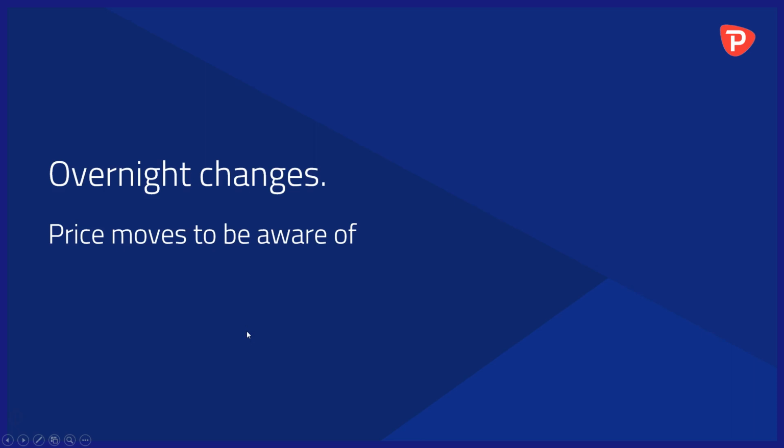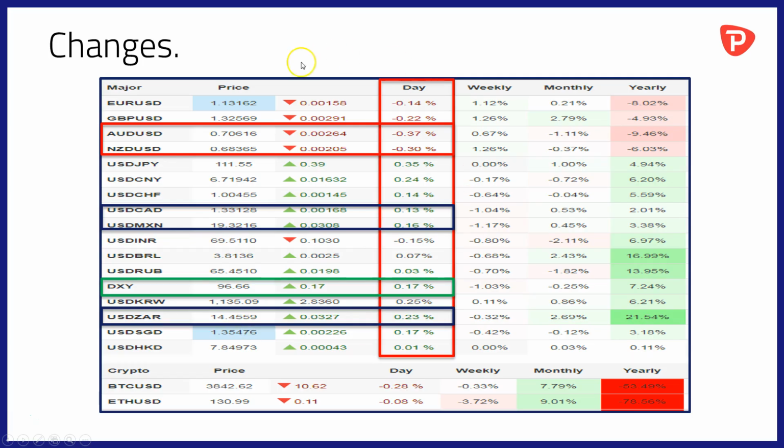Okay, let's kick off with a look at the overnight changes and price moves to be aware of. First of all, let's have a quick look at cable. Off the top, down by 0.22%, but still trading with a 132.50 handle, and we'll come on to the reasons for the move in cable a little bit later on in the video.